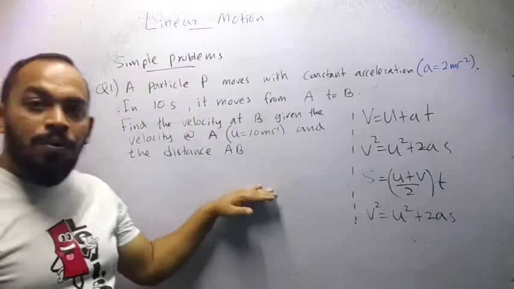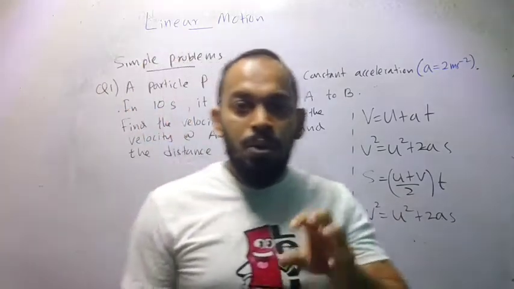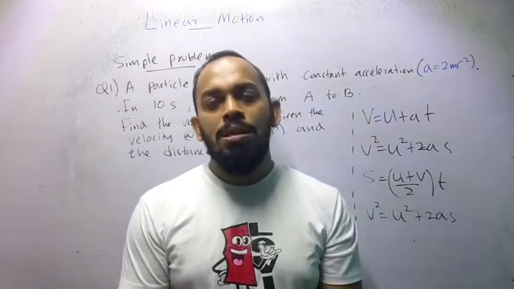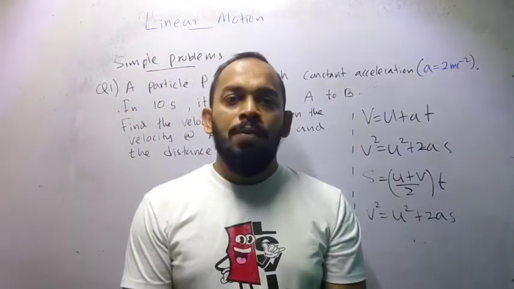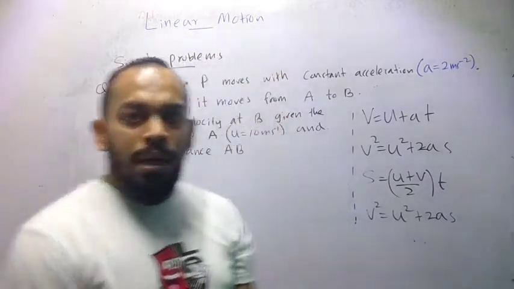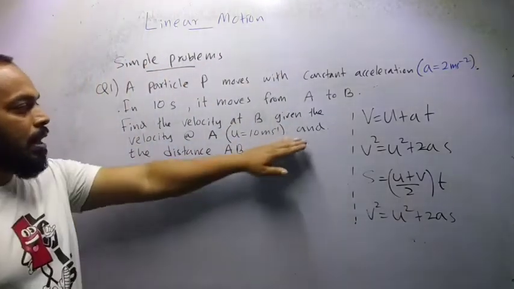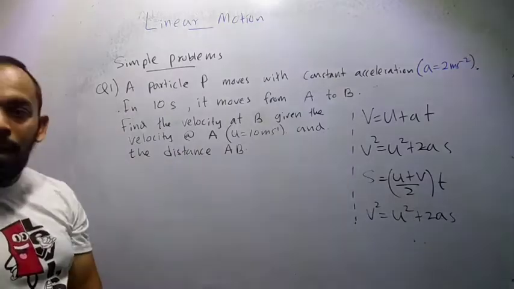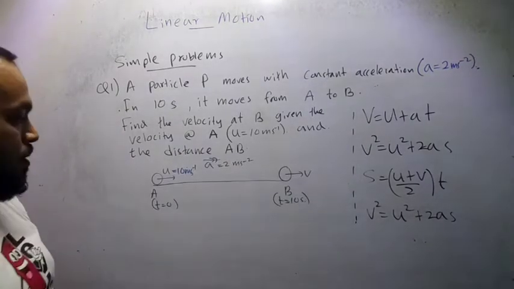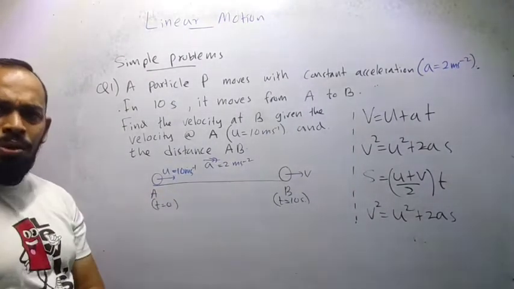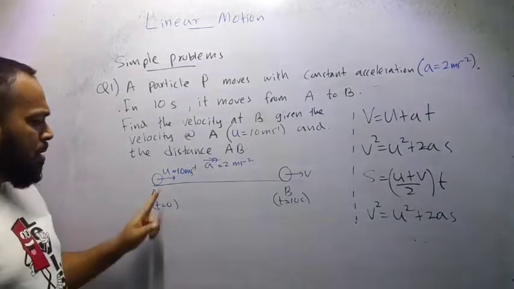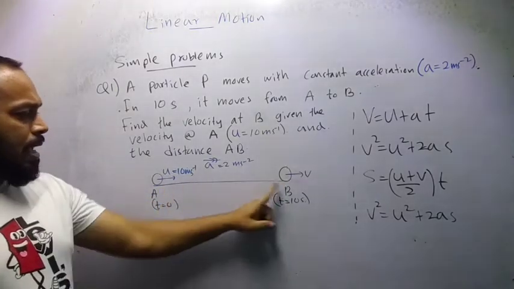So we don't really have to do a diagram here. Without doing a diagram, we can solve these simple problems. But for reference, I'm going to put a diagram here as well. Then after that, you have to find the distance AB. Right, so this is the diagram. You don't really have to do the diagram for simple problems. So A, B, starting, ending.